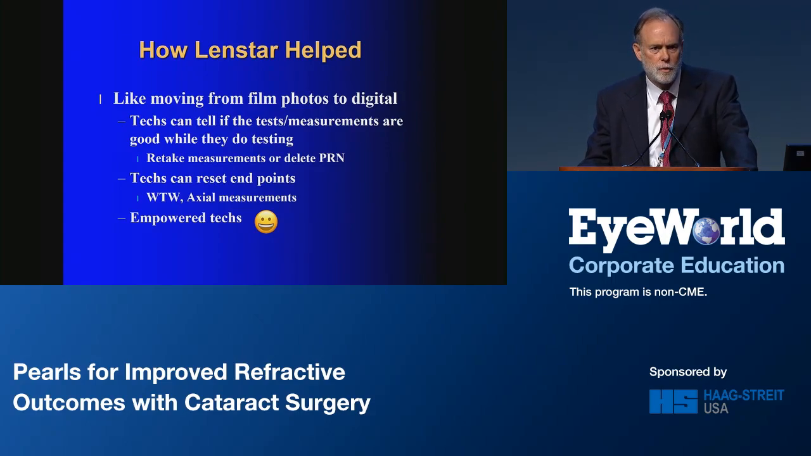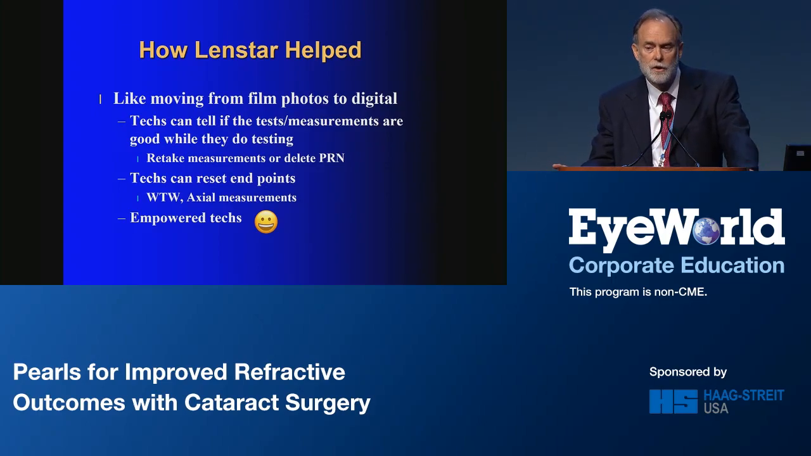So this is the same thing with our IOL calculations. You don't want to be at the point when you're doing your calculations to realize that some of the measurements don't make sense, and then you have to remeasure the patient. So our techs can now tell if the measurements are good, and they get this right while they're doing the testing. If it's not right, they retake the measurements or delete the bad ones.